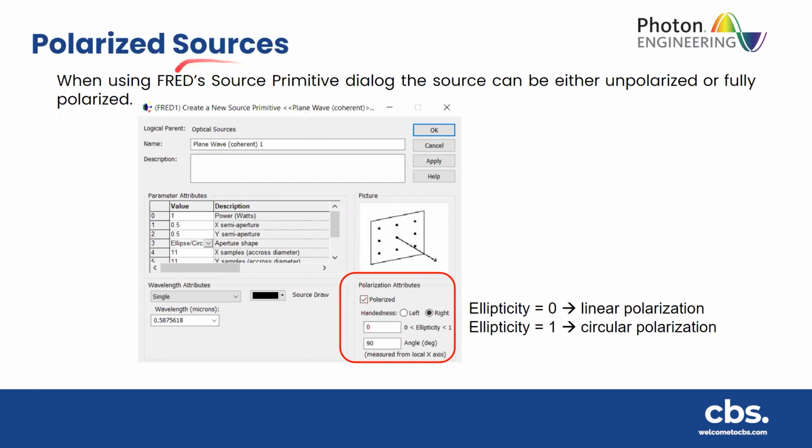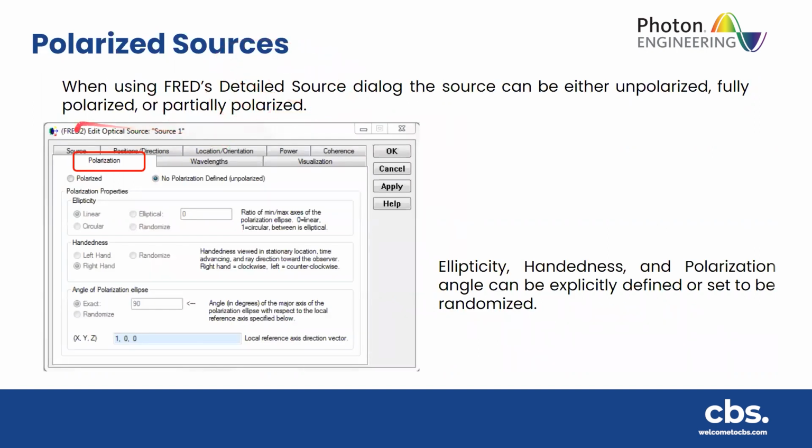In this case, because this is a simple user interface, the source can either be fully unpolarized or fully polarized. There's no partial polarization setting here in this simple interface. If you wanted a bit more flexibility in the options, then FRED's detailed source dialog, where we have many options for customizing the source, has a lot more options in regards to polarization. We switch it on to be polarized, and then we can set ellipticity, handedness, and polarization angle to be explicitly defined or randomized as per our desire. So it gives us a bit more flexibility there.